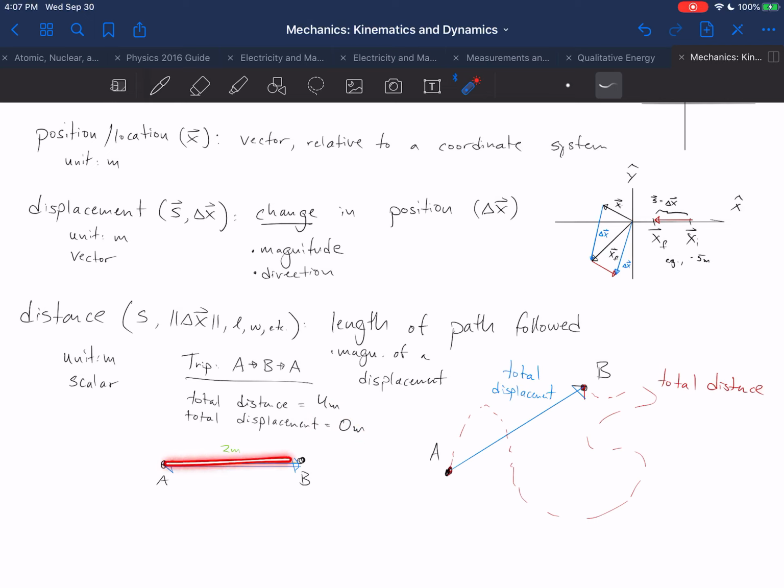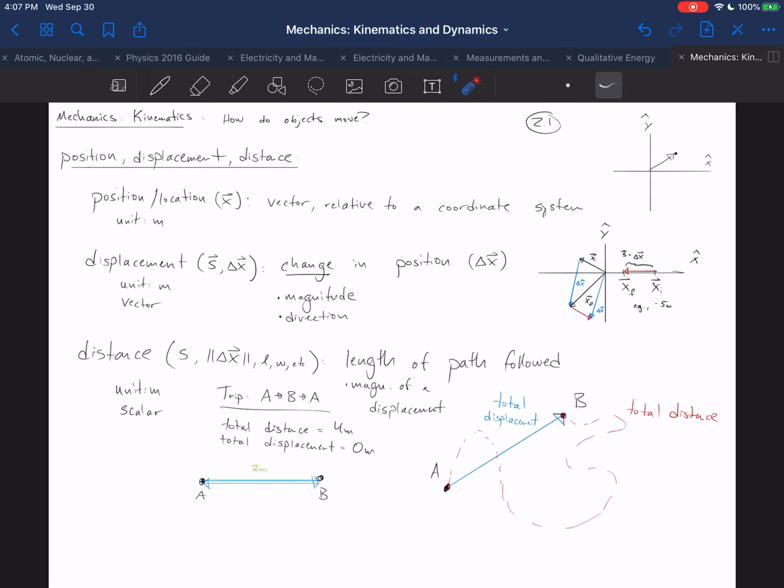Imagine you just went from A to B. The total distance you travel is 2 meters, but the displacement is positive 2 meters. What if you go from B to A? The total distance you travel is 2 meters, but the displacement is negative 2 meters. So that's the difference between the concepts of distance and displacement. And remember that displacement is signed. That is, it has a direction, either from A to B or from B to A.